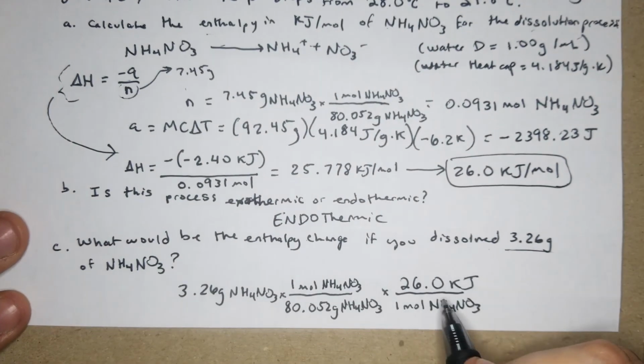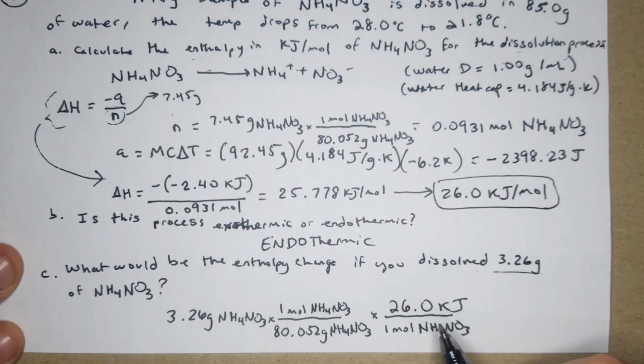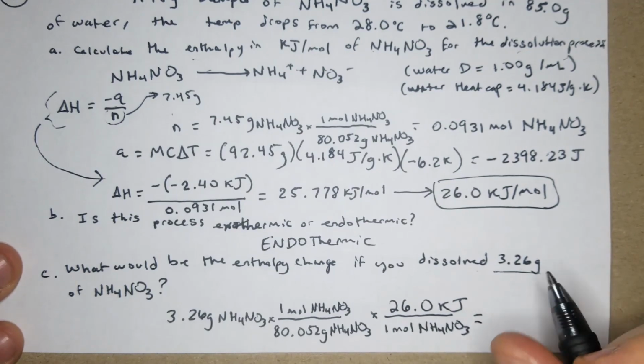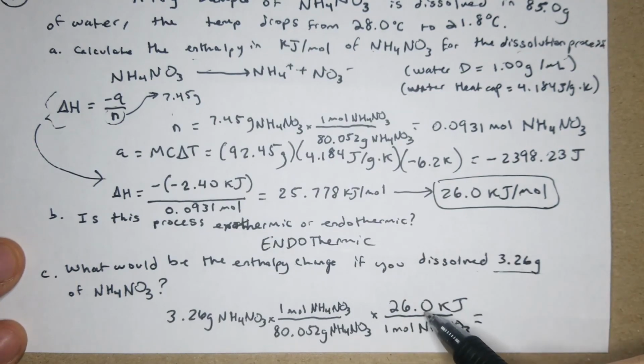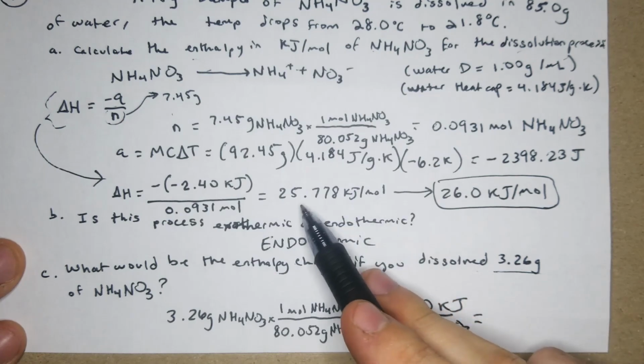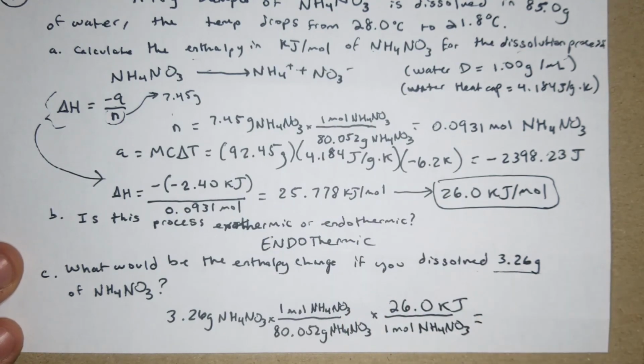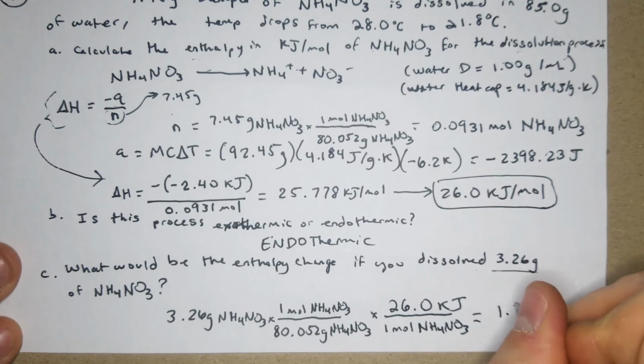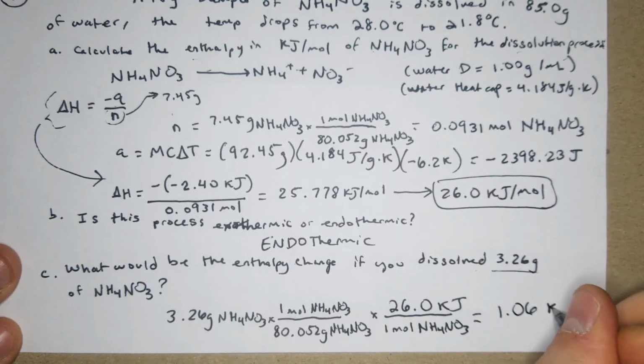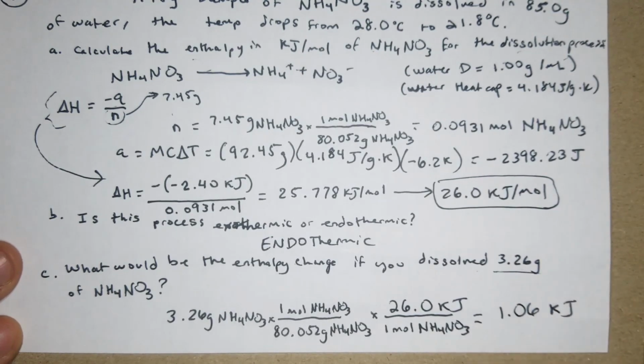So now we have that. We're going to borrow that number from what we already solved and go ahead. Again, this is a multi-step problem. If you got that calculation incorrect, technically you could be using this, and that would probably get you a little bit closer. We're going to have 1.06 kilojoules. And so that's the enthalpy change if you dissolved this amount.